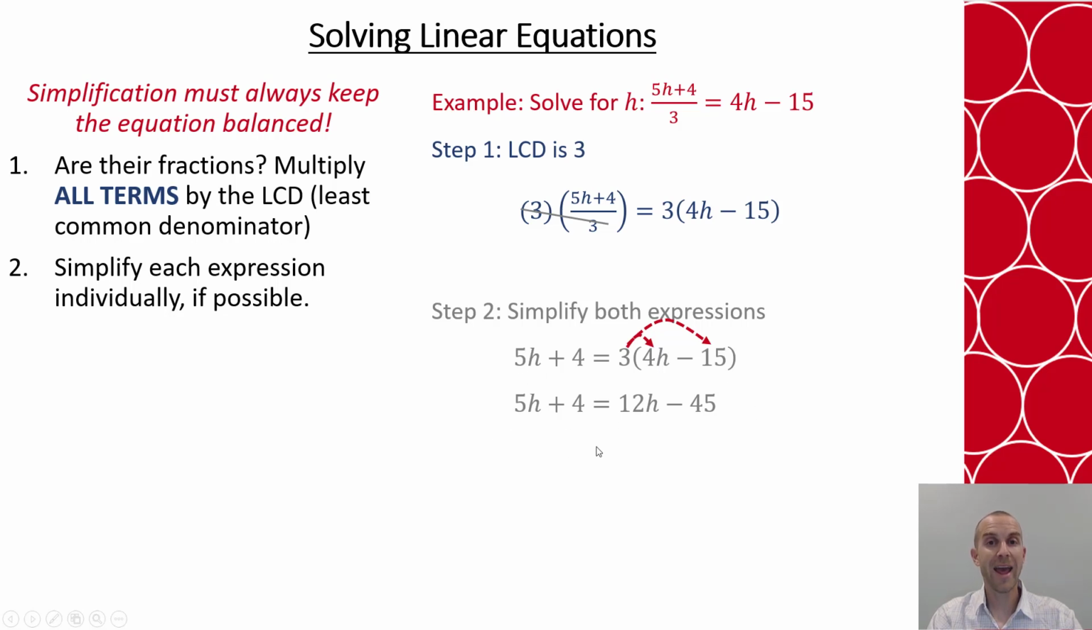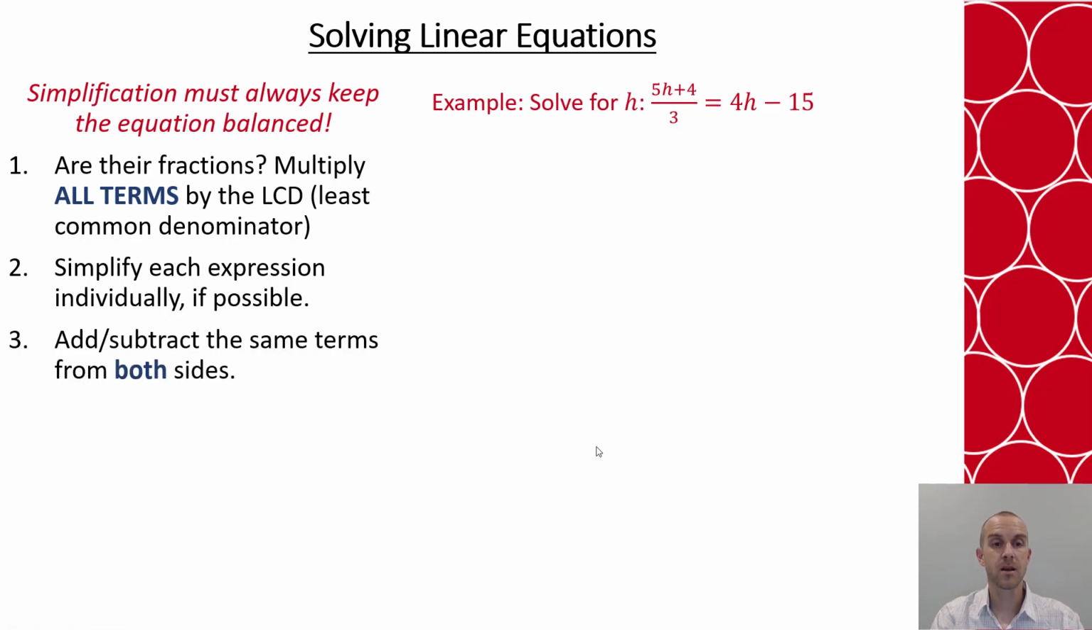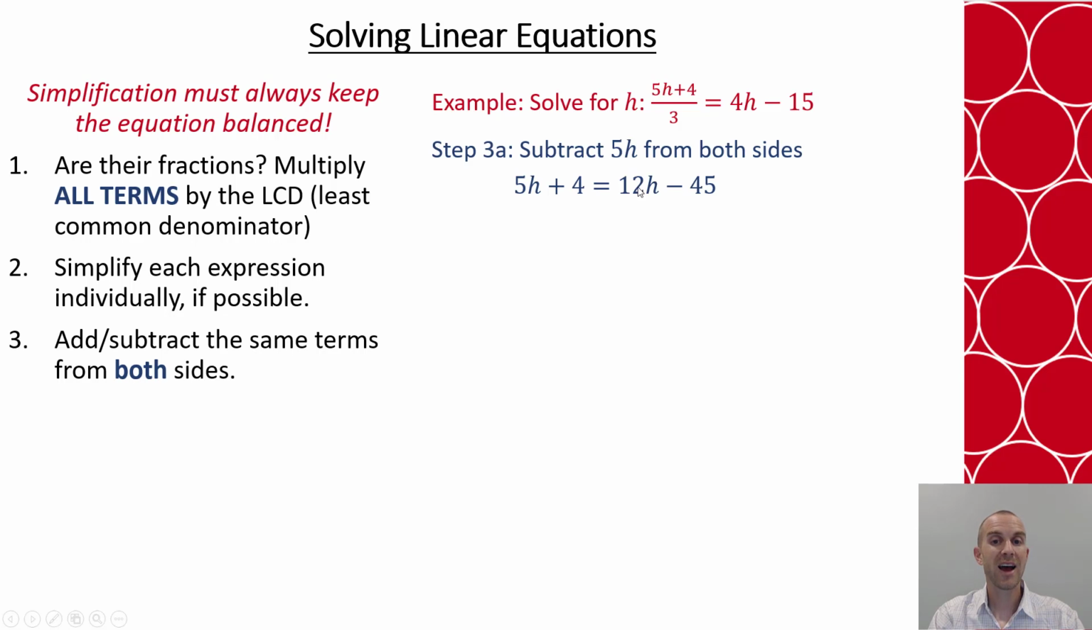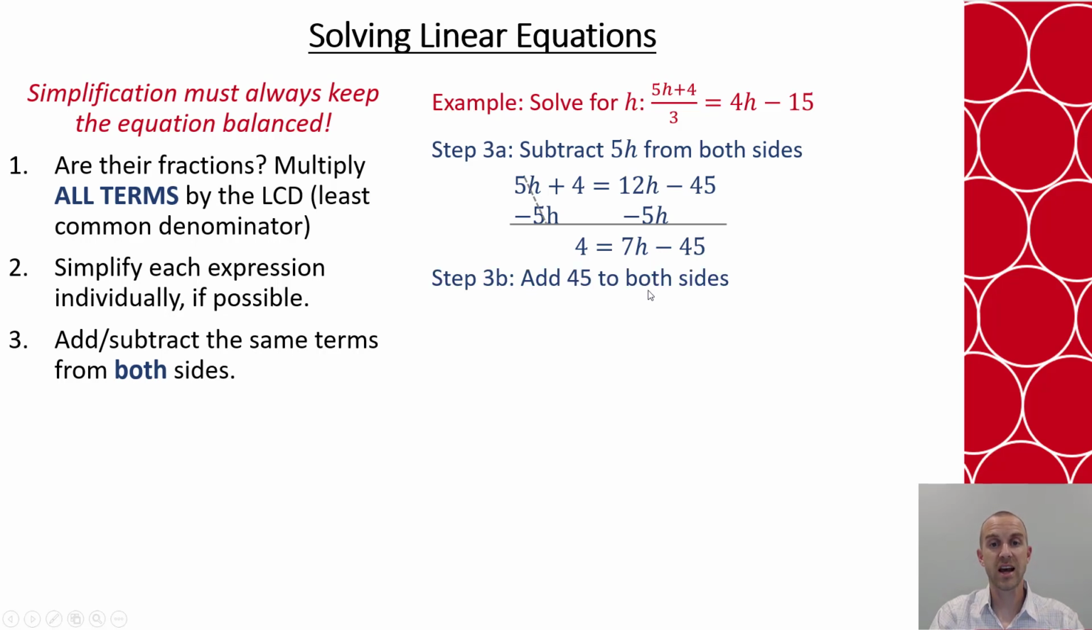Now I am down to where I can add and subtract to simplify my equation. The first thing I'm going to do is get my h's on the same side. I like to keep a positive variable as I'm solving equations, so I'm going to subtract the 5h from both sides. 5h minus 5h will go to 0, and then 12h minus 5h will give me 7h. Now I'll look and say, well, what's still here? I have this minus 45 with the h, so I'm going to add 45 to both sides. So minus 45 plus 45 will go to 0. 4 plus 45 will give me 49.